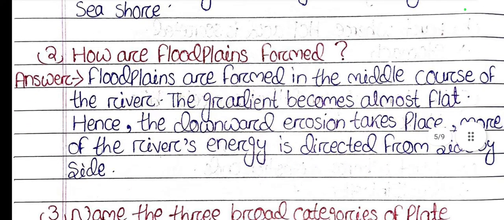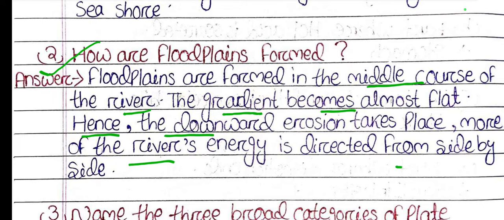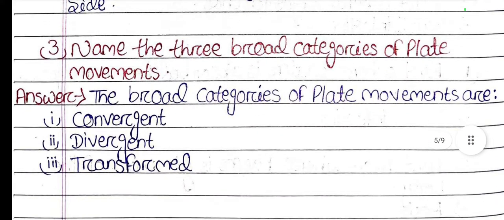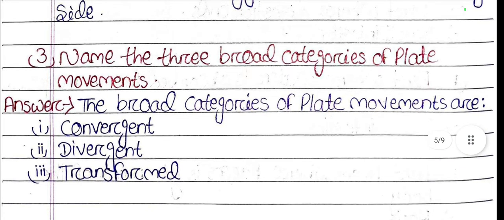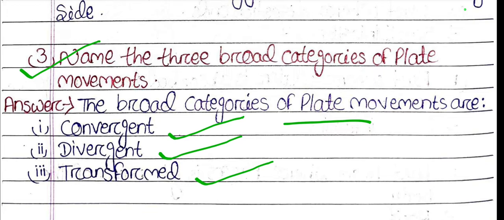Okay, next question is, how are flood plains formed? Flood plains are formed in the middle course of the river. The gradient becomes almost flat, hence downward erosion does not take place. More of the river's energy is directed from side to side. Then the next question is question number 3. Name the 3 broad categories of plate movement. The broad categories of plate movement are convergent, divergent and transform.